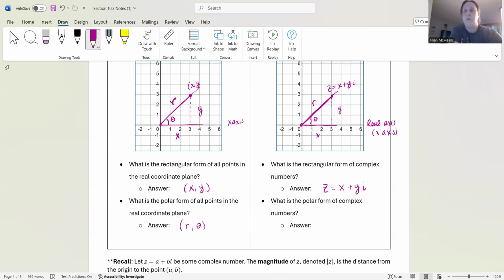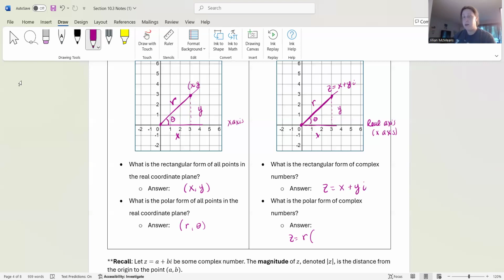Battery's dying. Okay, so it says, what is the polar form of a complex number? Well, remember, when you're dealing with polar form, you need those r's and you need those thetas. Okay? So we had that z equals r, and then you want to find a way to replace x.